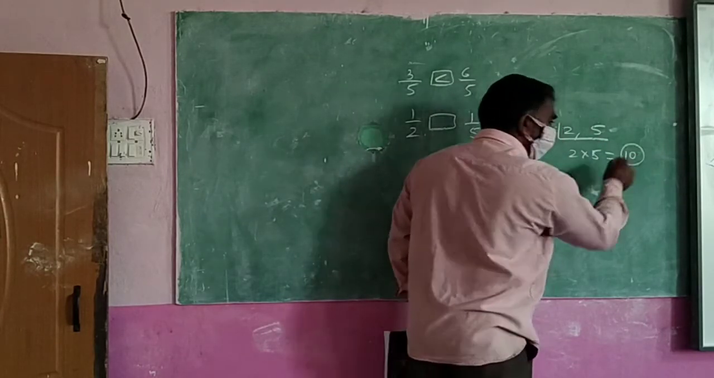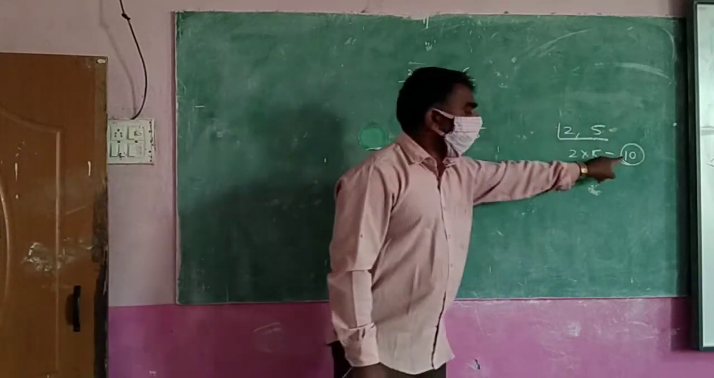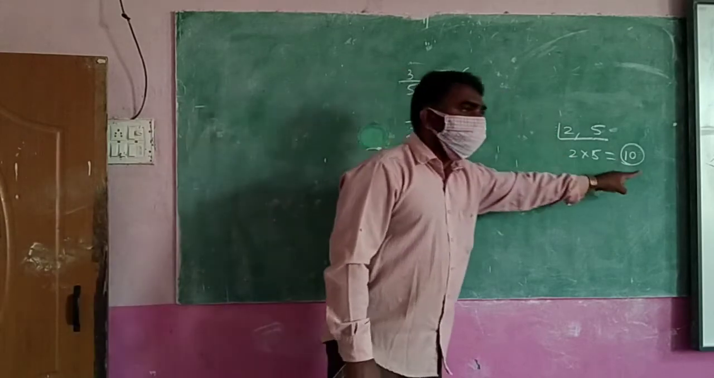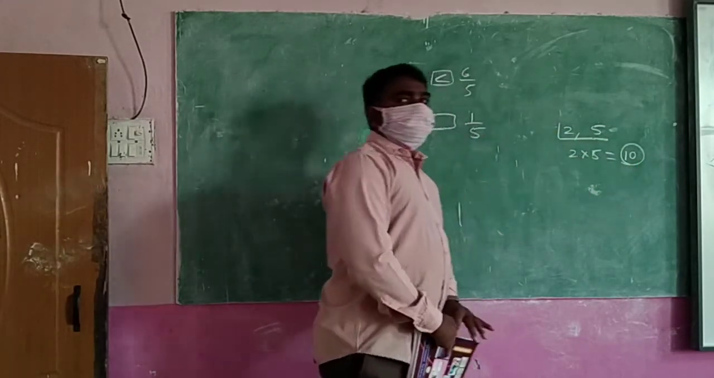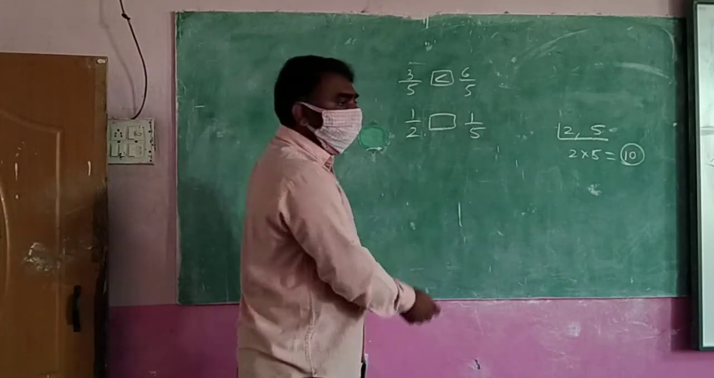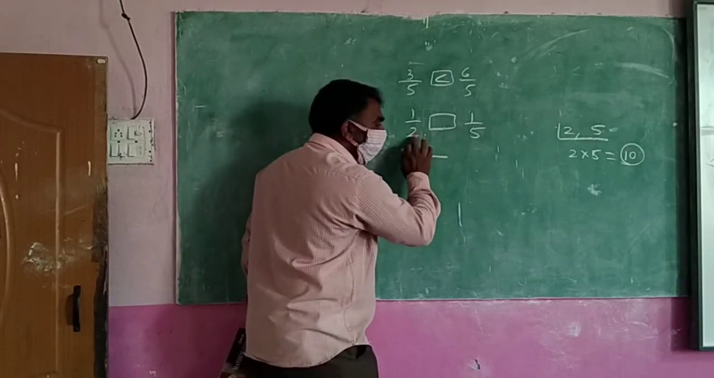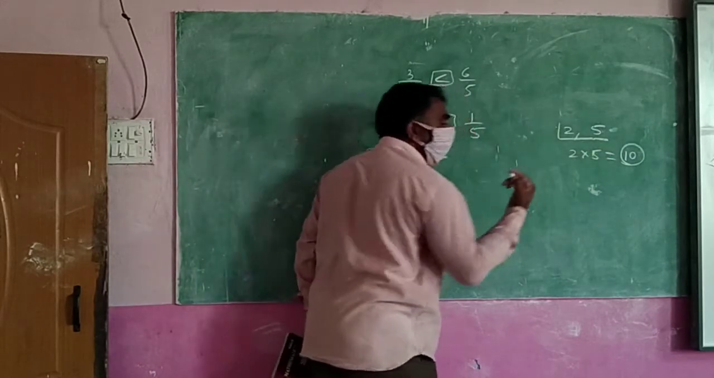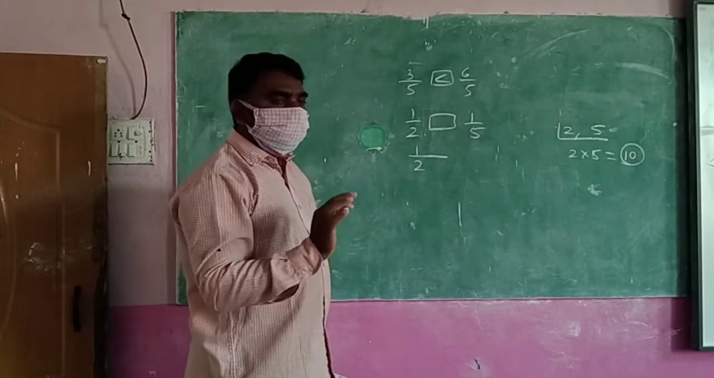What is the meaning of this? This denominator should be converted into that size. Here the 2 size should be changed into 10 size, and the 5 size should be changed into 10 size. So how do you write this? You take 1 by 2. This size you have to change into 10 size. How should 2 become 10? In multiplication you have to check.